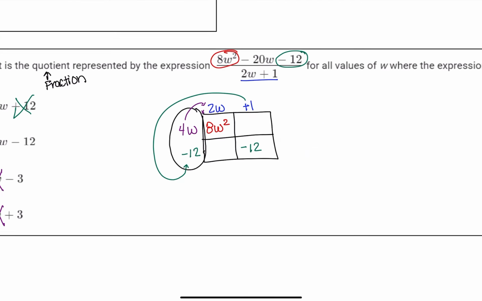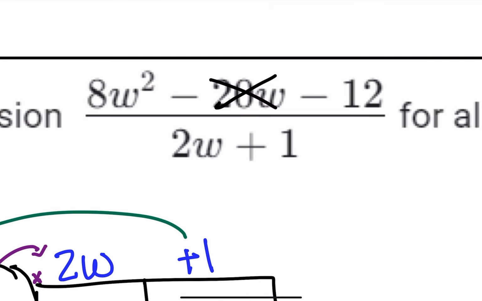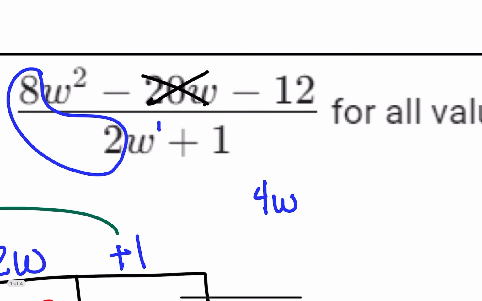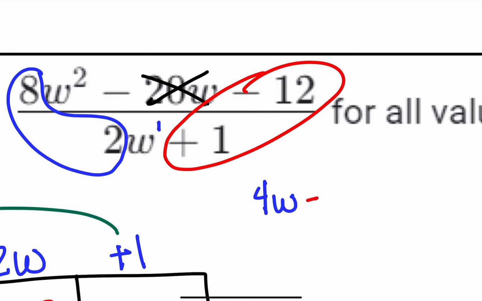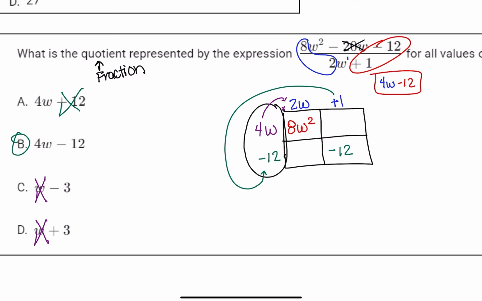Now, another way that we can do this, which we kind of did, we didn't pay any attention to the 20w, negative 20w. Well, what is 8 divided by 2? 4. And then here, you're subtracting your exponents. 2 minus 1 is 1. And then here, what is negative 12 divided by 1? Negative 12. And that's the exact same thing we got. 2 different ways.